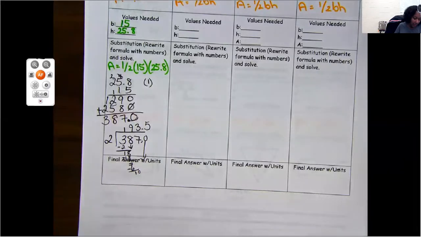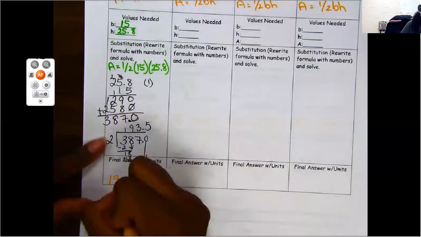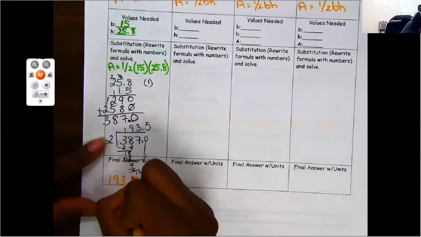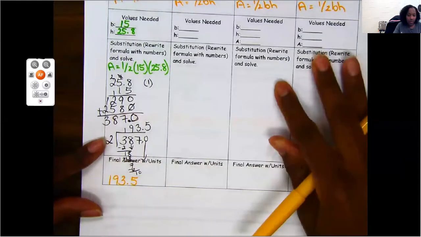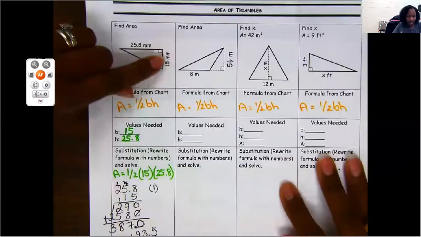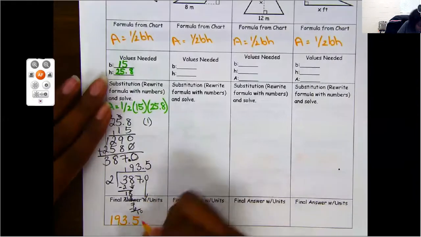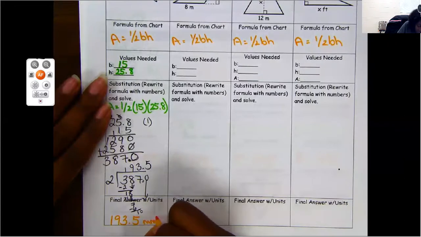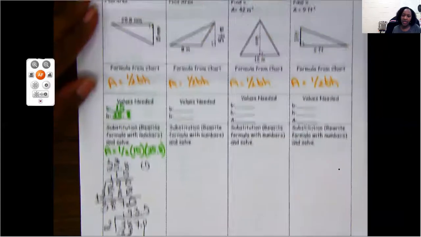Our final answer is going to be 193.5. And remember, we need our units. We had millimeters. And because this is the area, it's squared. Remember, when we're finding area, you have to put squared, okay? All right, that got a little crowded in there, but hopefully it won't be too bad for the next one.